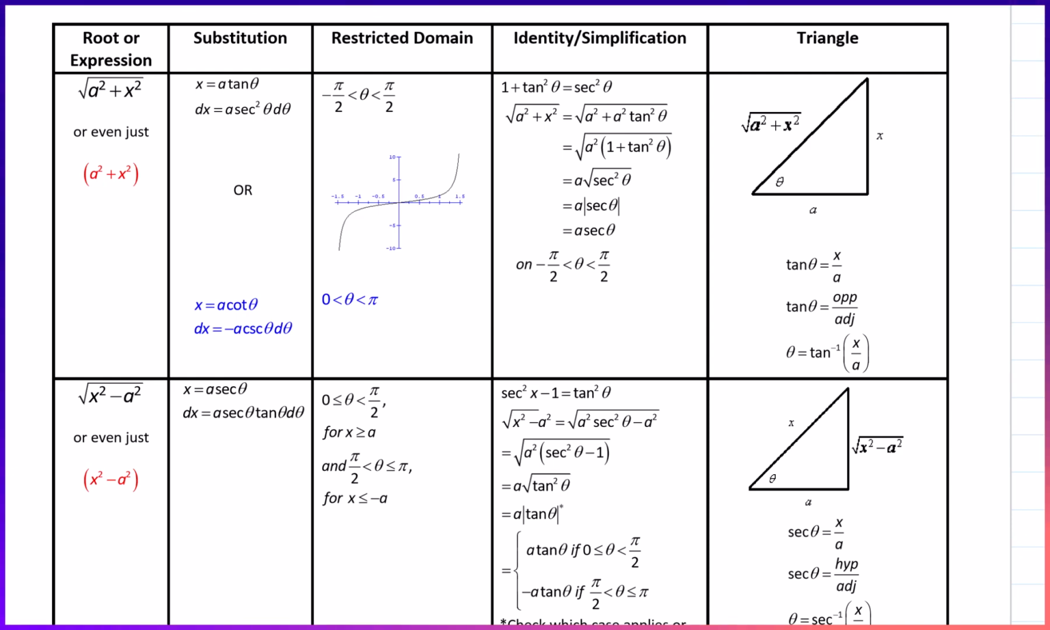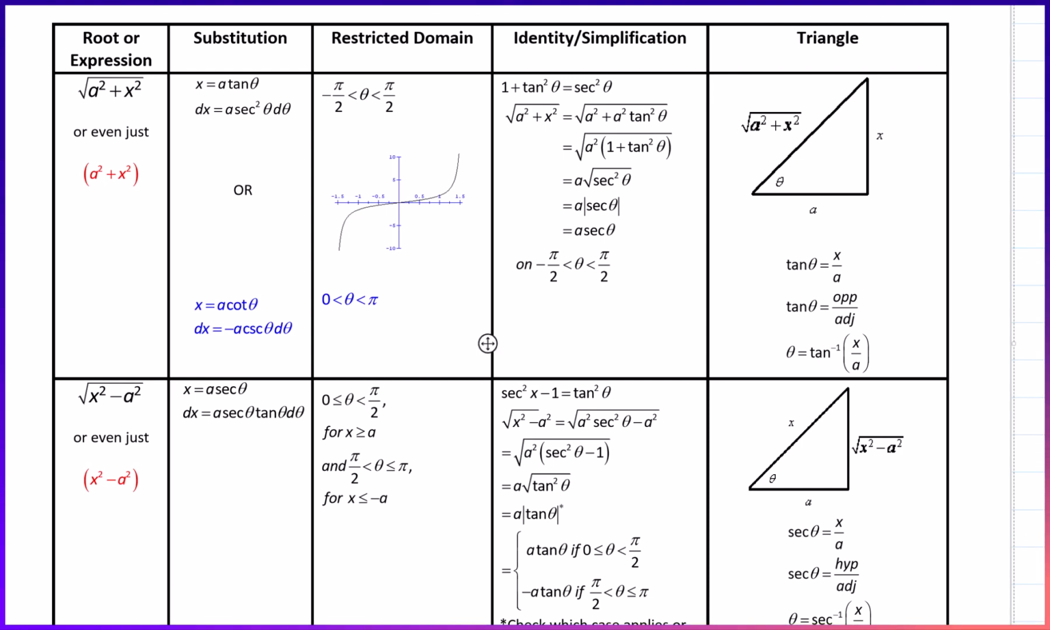When we make the trig substitution, we end up with a 1 plus tangent squared that will simplify out nicely to a secant squared. Take the square root, of course you get the absolute value, but on that restricted domain the secant will be positive, and our triangle will look like the triangle I have over here.